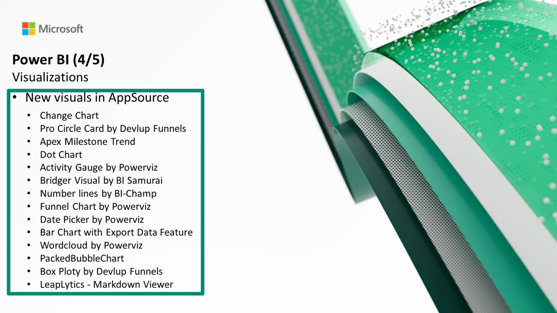In visuals, we've got new visuals in the app source. These include change chart, pro circle card by Devlip Funnels, apex milestone trend, dot chart, activity gauge by PowerViz, bridger visual by BI Samurai, number lines by BI Champ, funnel chart by PowerViz, date picker by PowerViz, bar chart with export data feature, word cloud by PowerViz, packed bubble chart, Box Plotly by Devlip Funnels, Leaplytics, Markdown Viewer, and App Plan Data Input Table.